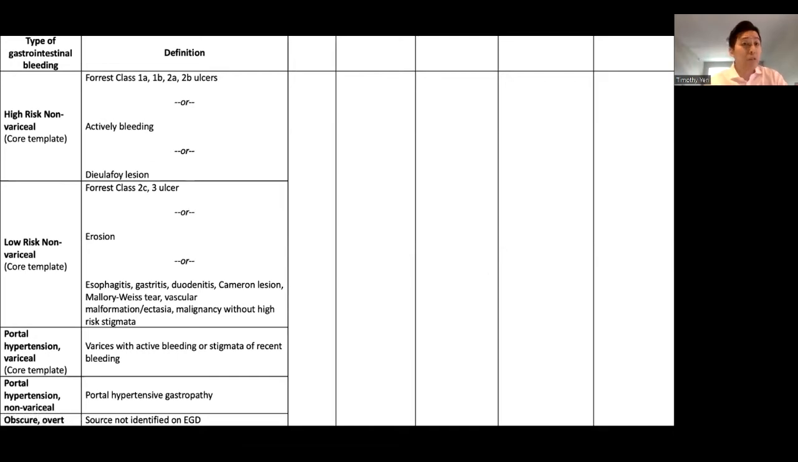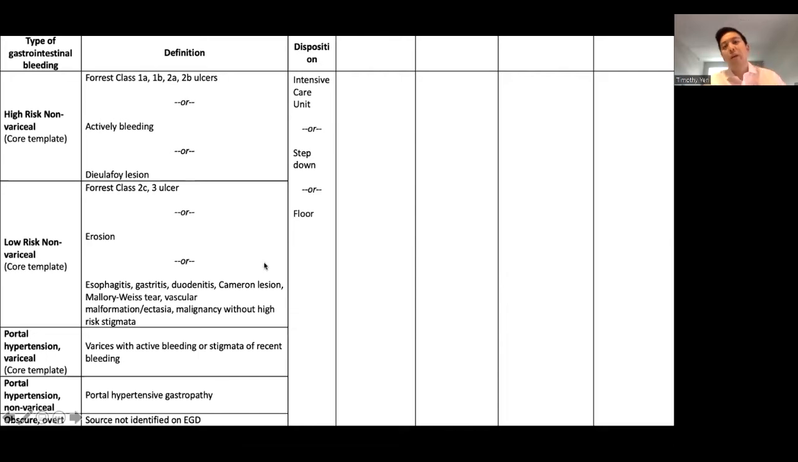endoscopy templates. So first, we had these 5 templates based on the etiology or severity of the culprit lesion causing the bleeding. So that would be high-risk non-variceal bleeding, like ulcers; low-risk non-variceal bleeding, so ulcers that are unlikely to bleed again; portal hypertension related bleeds, such as variceal bleeds; fourth, non-variceal portal hypertensive gastropathy bleeds; and then the last one is what we call obscure overt bleeding, where we don't find a reason.